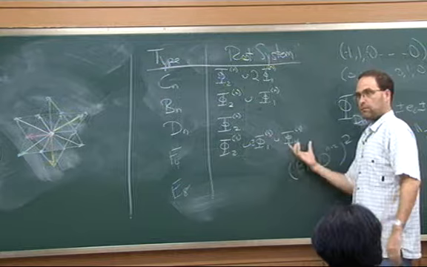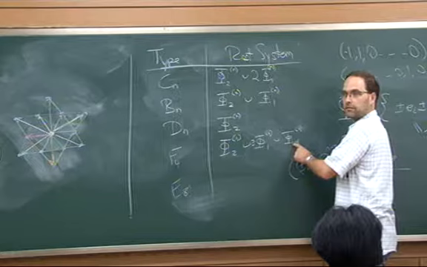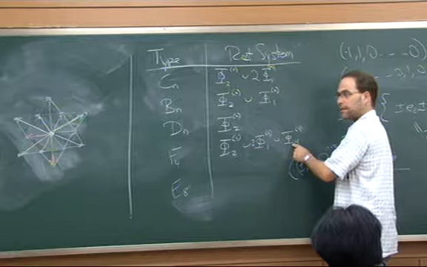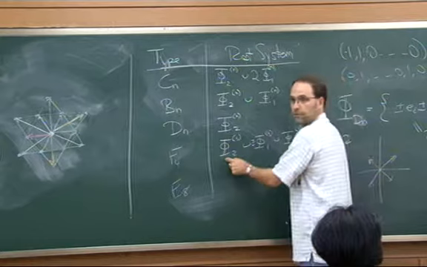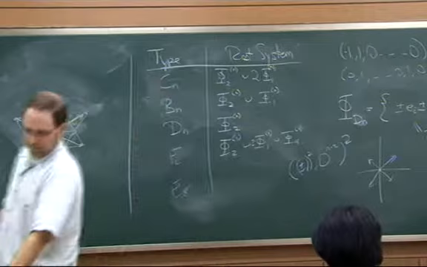What's the length of a vector in here? It's 2, right? It's square root 4. Its length is 2. These are the same length. And so these are one length, and this is a different length.